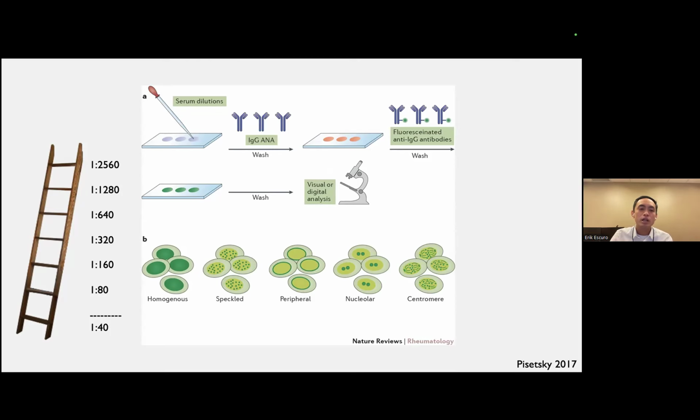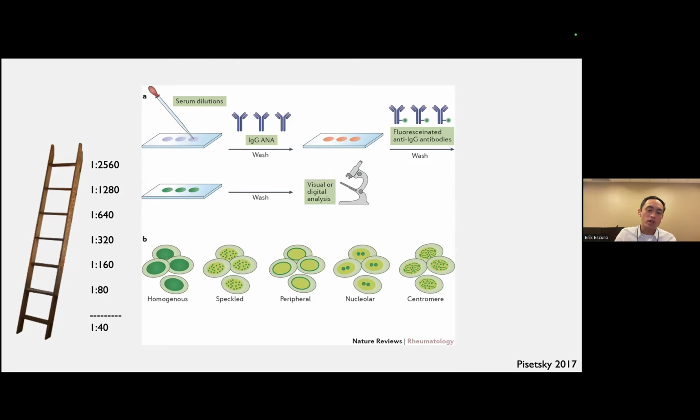If you have to dilute the patient's blood 2,560 times before the fluorescence starts to disappear, that sort of implies that there must be a ton of antibody in there. And from that, we start to think that, okay, higher titers probably mean more antibody, which probably means the presence of a rheumatologic disease.